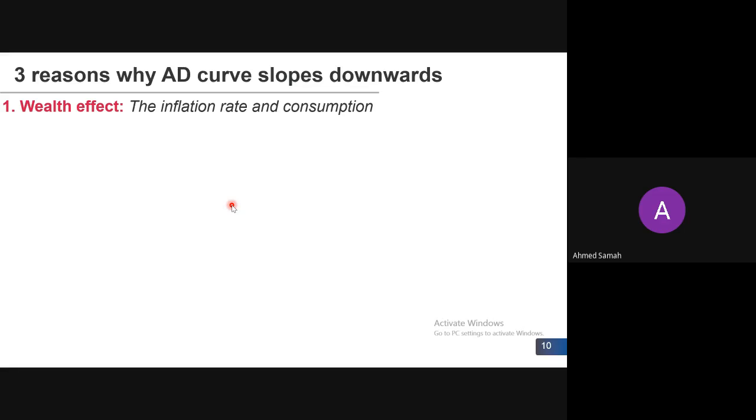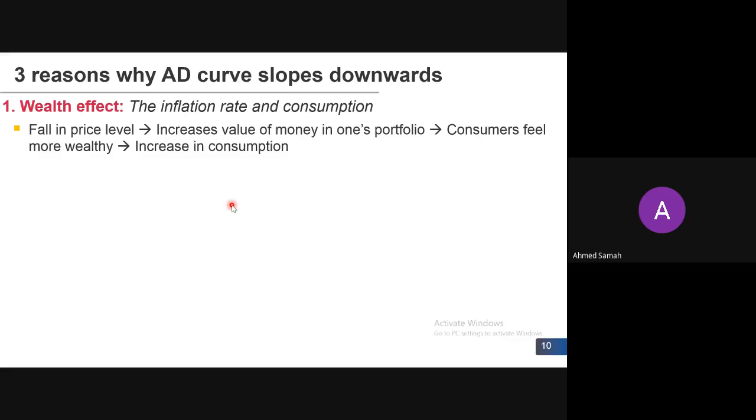The wealth effect illustrates the relationship between the inflation rate and consumption. When there is a falling price level or a falling inflation rate, it increases the value of one's money portfolio. When there is a fall in the general price level, the same amount of money can buy more goods. Because of that, consumers will feel more wealthy, and once they feel more wealthy, they will start to consume more. That's the wealth effect.